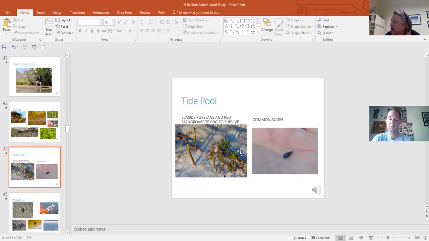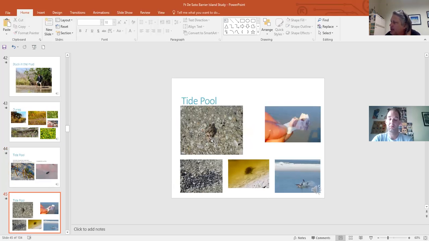In our tide pool around there, we also have some purslane. This is a little auger. There's a big auger nursery there. It's kind of cool. Here's a banded tulip. There's your auger nursery. There's hundreds of them in the intercoastals.